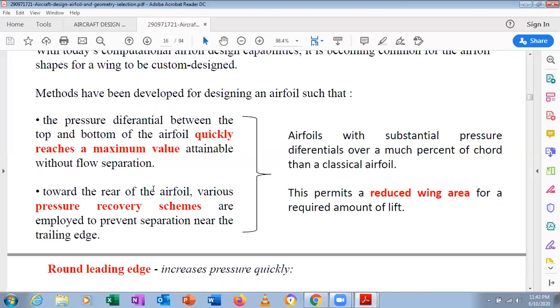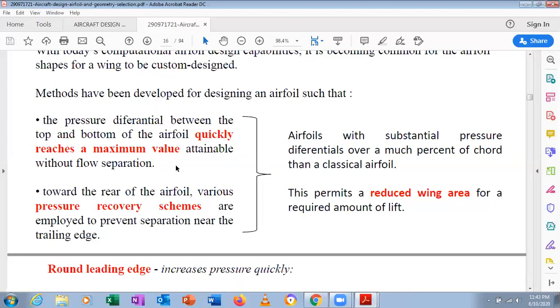And towards the rear of the airfoil, various pressure recovery schemes are employed to prevent the separation near the trailing edge. So what is this quickly reaches the maximum value? It is the pressure difference between the top and bottom. This pressure difference between the top and bottom leads to the lift, correct? So when it reaches the maximum value without flow separation, if there is a delay in flow separation, there will be a good lift.